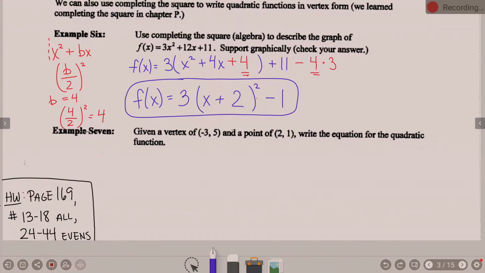Okay, so in order to confirm graphically, my recommendation, it's not something you have to do, but it doesn't hurt, is to graph original and new equations as a check.